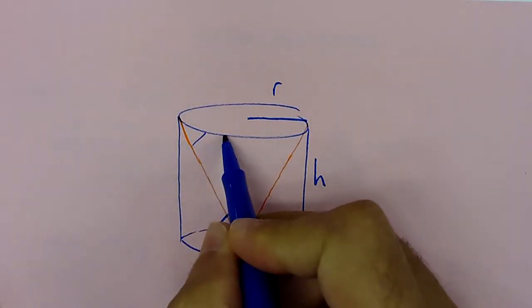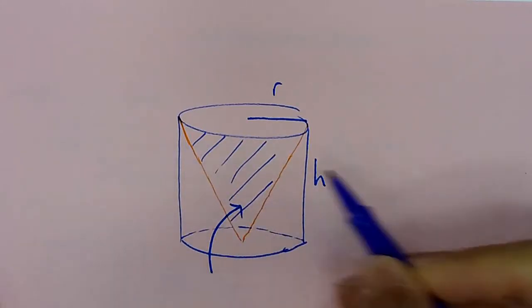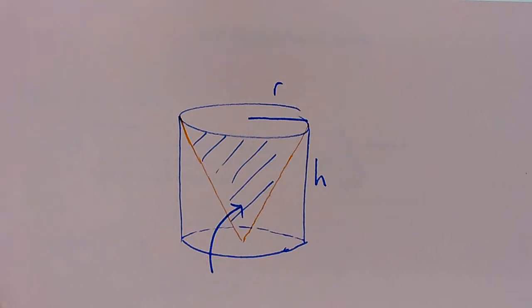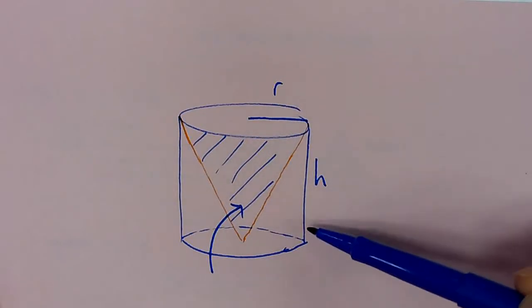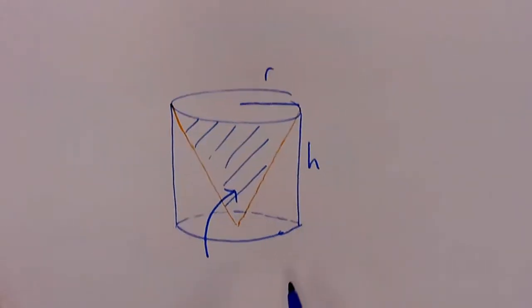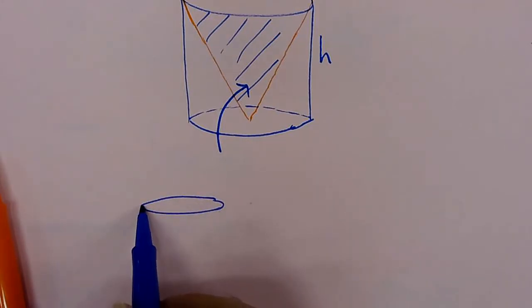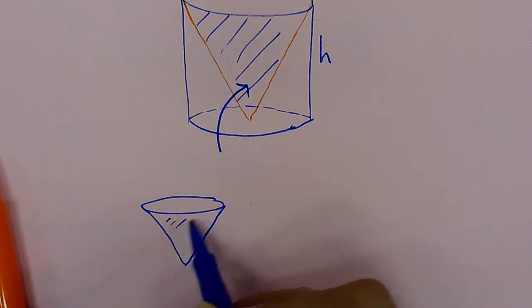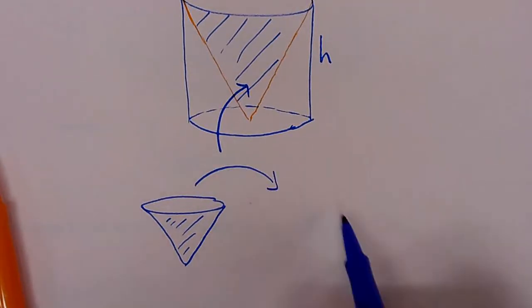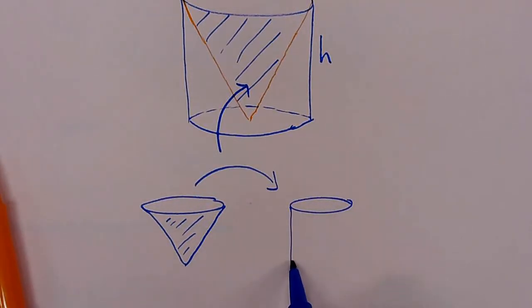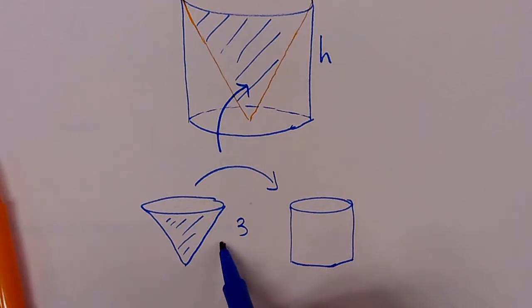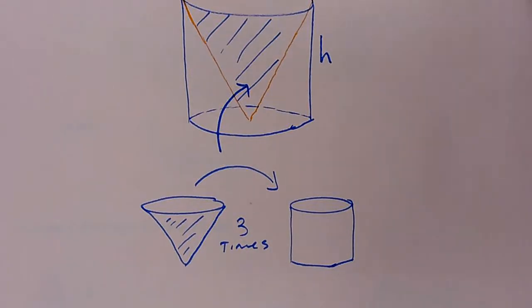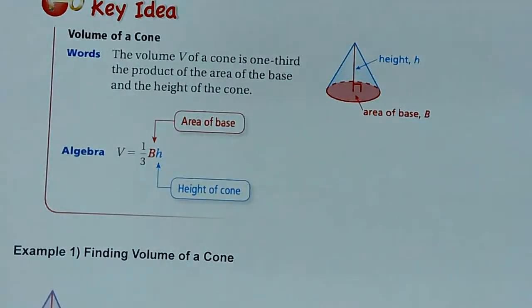But the volume of this cone, what I mean by that is the space it occupies. If I could fill a cone with water, I could pour it 3 times into this cylinder. So imagine if I took a cone and I filled it with water, I could pour it into its cylinder. Remember, that cylinder has to have the same base and height. I could do that 3 times. So that's what's going to help us with our formula for volume of a cone. Let's jump right into some examples of this.